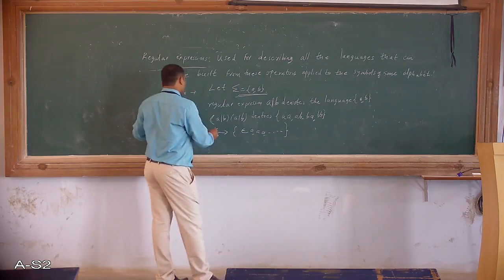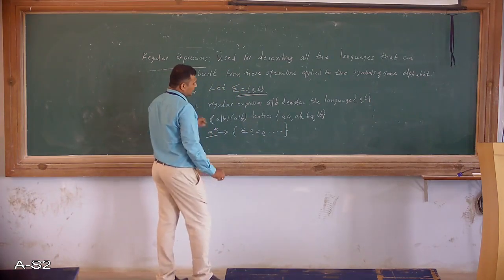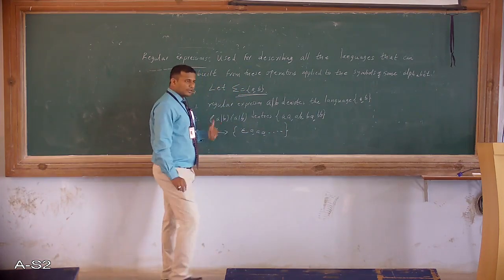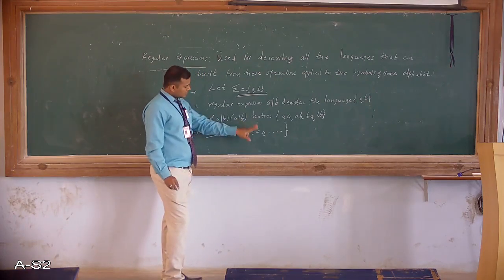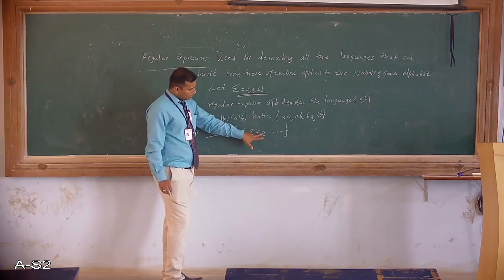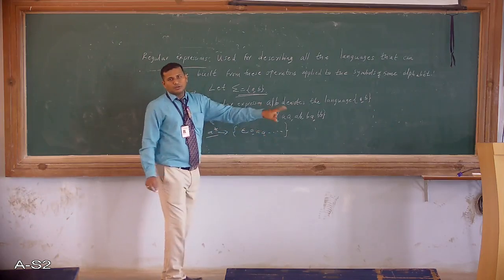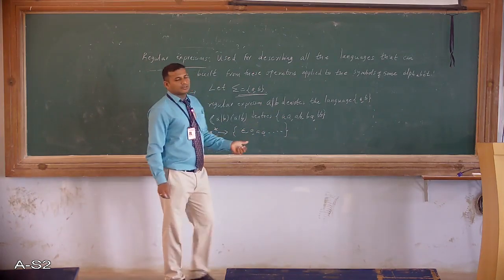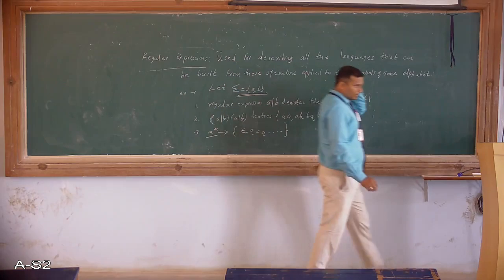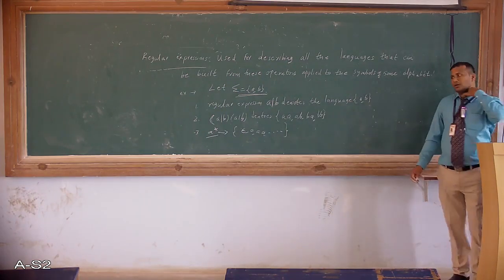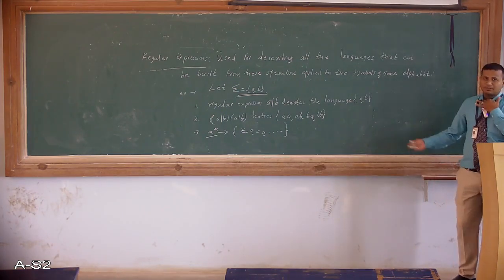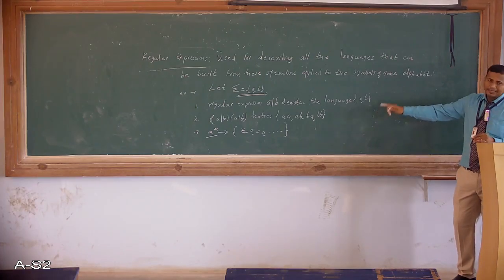Then similarly, the regular expression a star denotes a sequence of symbols. It might consist of the empty string, one a, two a's, three a's, and so on. So the meaning is that it consists of the empty string or an infinite number of symbols of alphabet a.